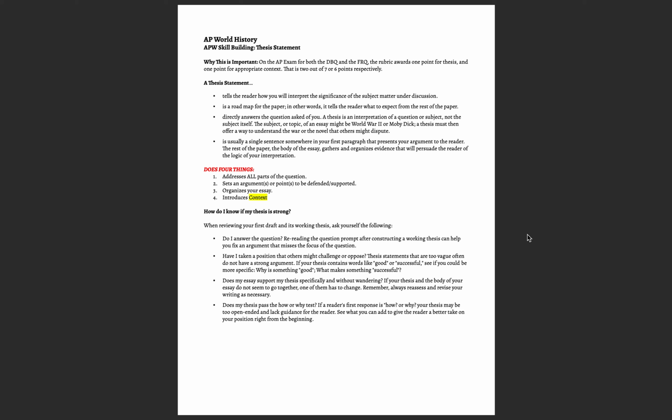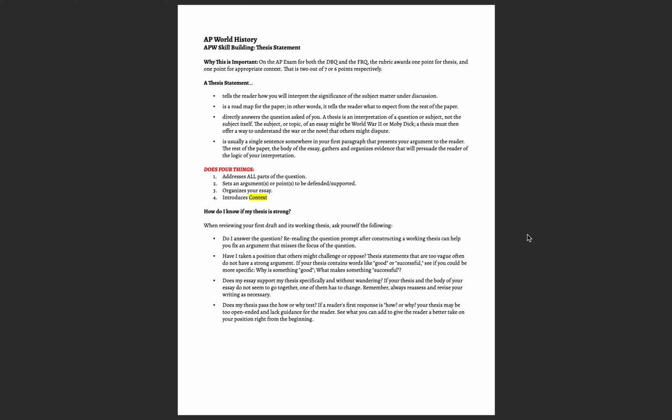Number 2, sets an argument or arguments or points to be defended or supported. Number 3, organizes your essay. And number 4, introduces context, which is where the other point comes in. So how do I know if my thesis is strong? In reviewing your first draft and its working thesis, ask yourself the following: do I answer the question?